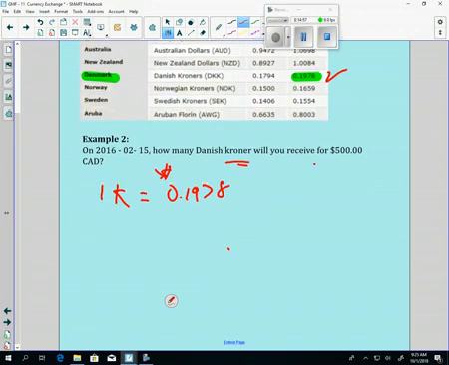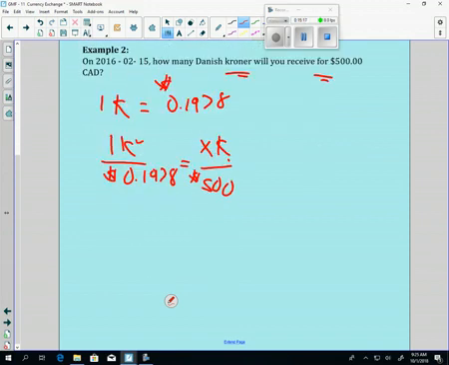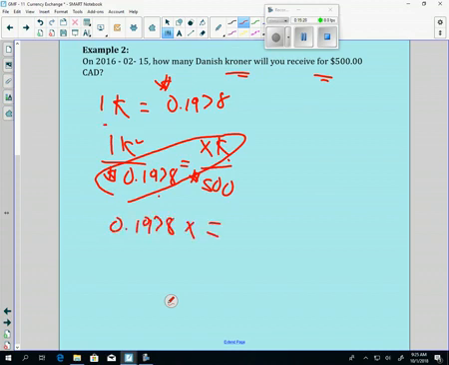I want to know how much I'm going to get for $500. So 1 kroner over 0.1978 dollars equals x kroner over $500. I don't know how many kroner I get, but I have $500 Canadian. So I got kroner on the top, dollars on the bottom. Now I cross multiply. That's x times 0.1978, so 0.1978 x equals 1 times 500.